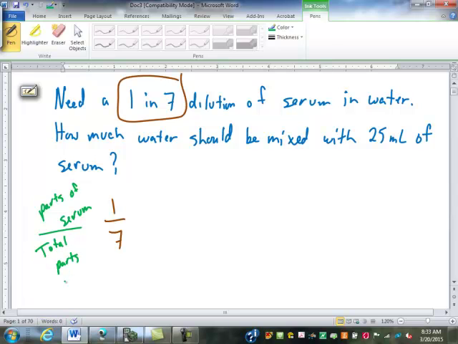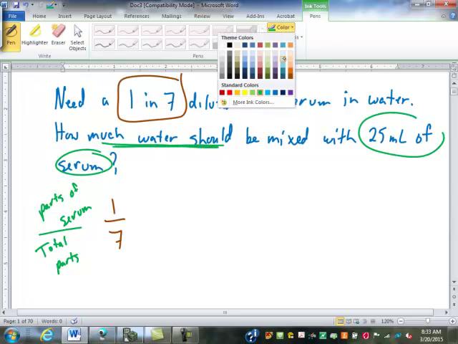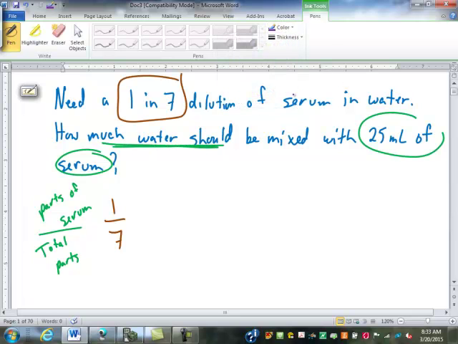Well, looking at our problem, we do know the parts of serum. We know there's 25 milliliters of serum. Are we looking for the total parts? Well, not really, not directly. We could find the total parts and use that to get to where we wanted. But what we really want is just the parts of water. So to get to that, one way to do it is to adjust the ratio. Instead of serum to total, we would rather have serum to water.